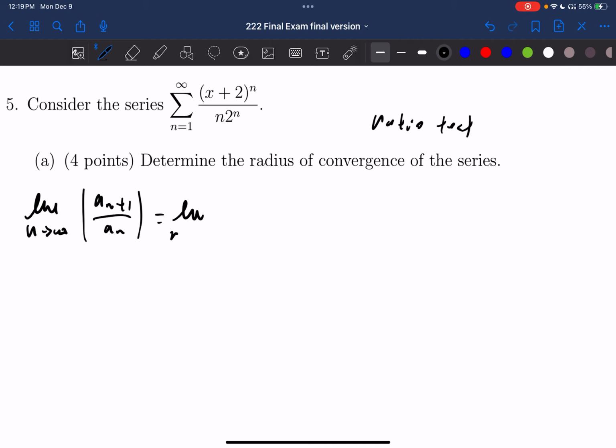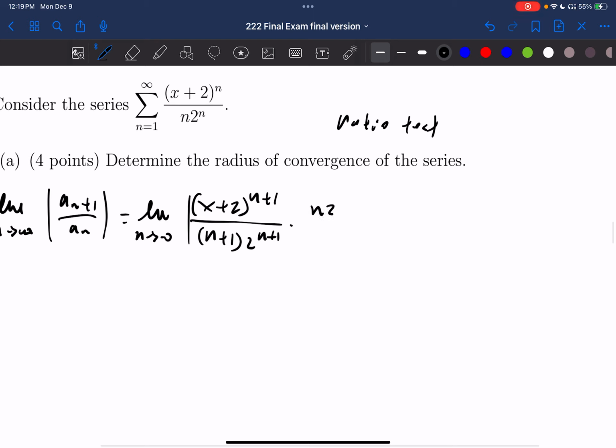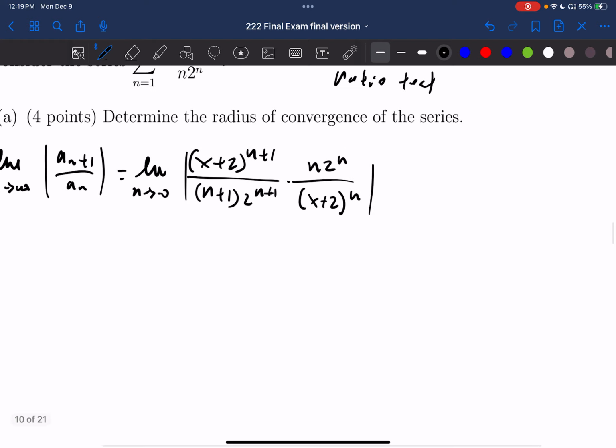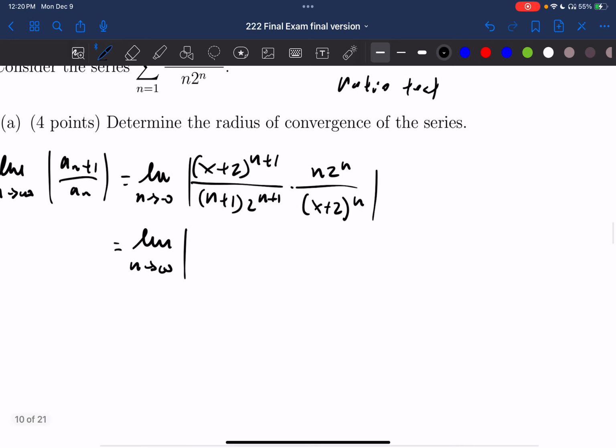This will be equal to the limit as n goes to infinity, the absolute value of x plus 2 to the n plus 1 over n plus 1 times 2 to the n plus 1. You really do not want to be wasting any time on these, so you can write them pretty fast. Try not to make any mistakes, obviously, but you don't want to be wasting time on easy stuff like this. This is just a bunch of busy work, I would say, ratio test, because it just takes a bunch of time.